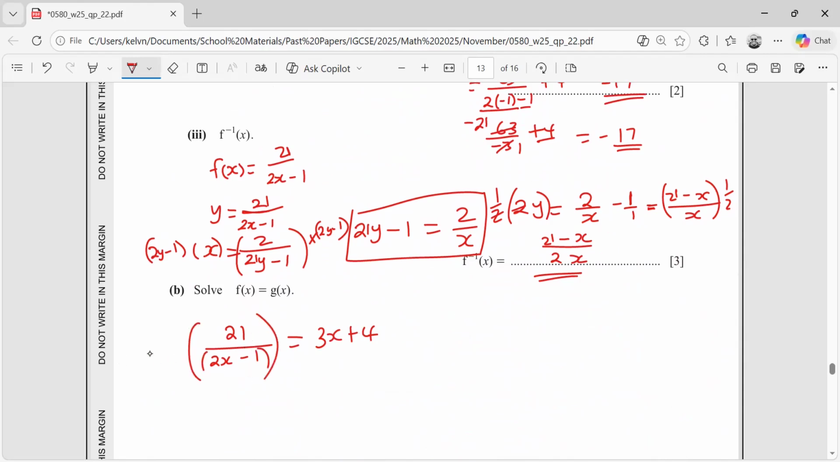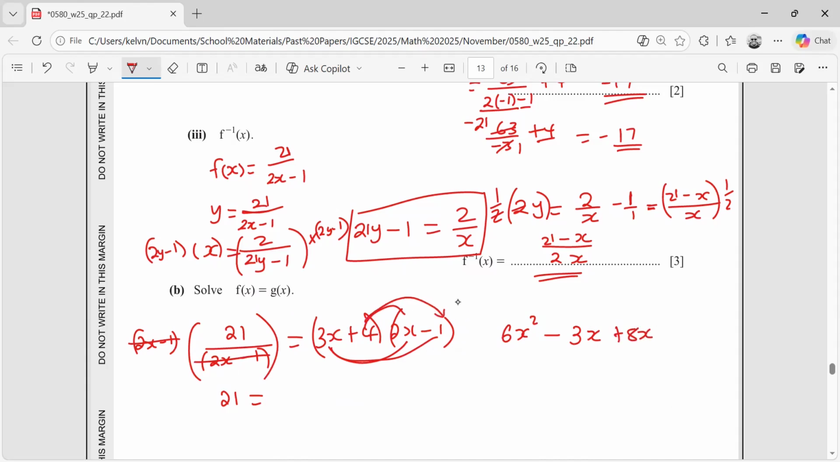Okay, so we can start by trying to get rid of this denominator, and just get rid of it by multiplying both sides by 2x minus 1. Can do that here, 2x minus 1. So remember, this can cancel this bracket here, so I have 21 here is equals. Okay, we can expand this bracket, and it's easy to expand. That's 6x squared minus 3x, and then plus 8x minus 4.